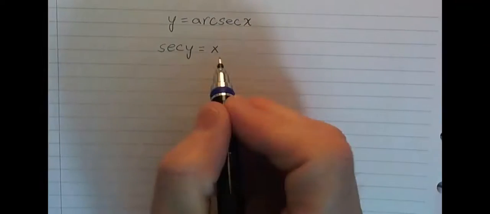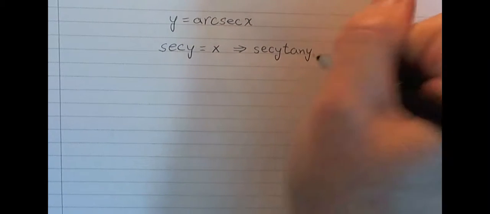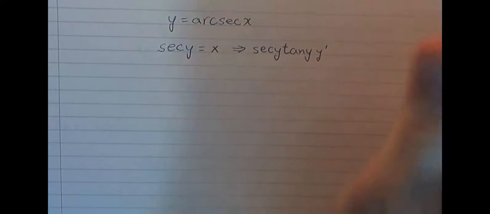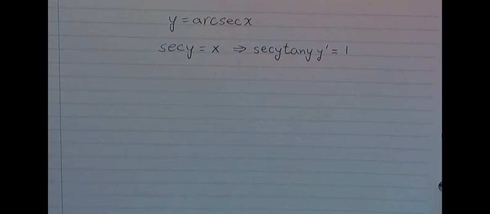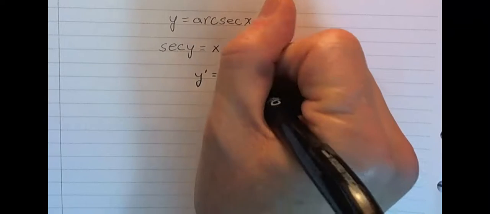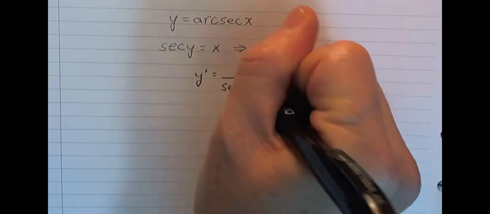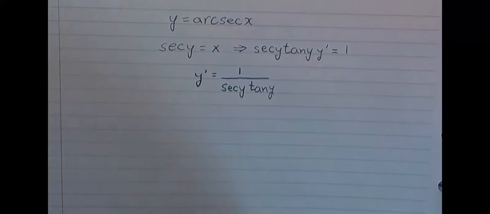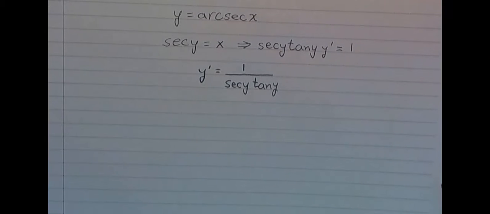Now, I want to differentiate implicitly. So on the left-hand side, we've got the derivative for secant, which is secant y tan y times y prime equals the derivative of x, which is 1. Okay, now I solve for y prime, and I get y prime is 1 over secant y tan y. Okay, there we have it, secant y tan y.